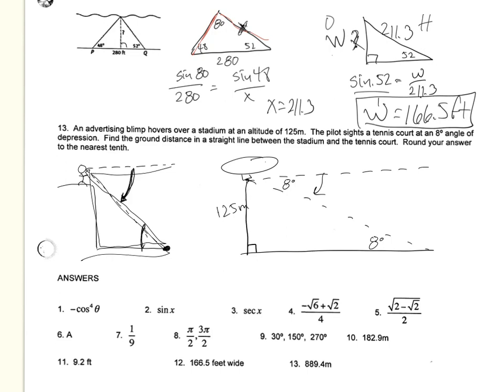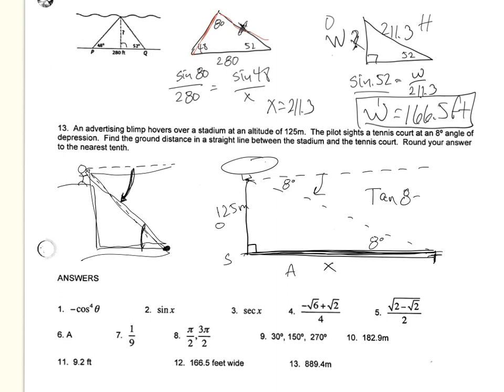Now it says to find the ground distance. Here's my tennis courts. This is my stadium. Now to find the ground distance, so the distance in a straight line on the ground, not floating in the air, on the ground, between the two stadium and tennis court locations. So this is opposite, this is adjacent. This looks like a tangent problem.